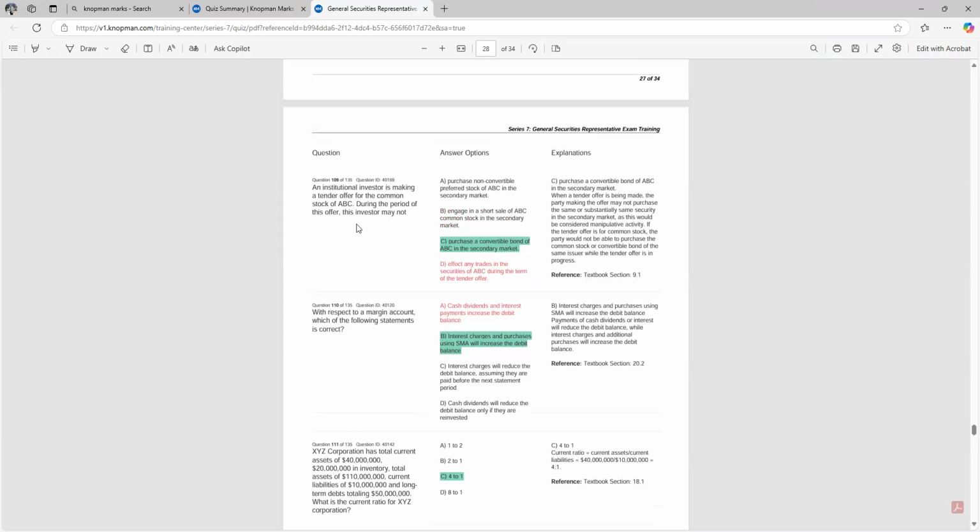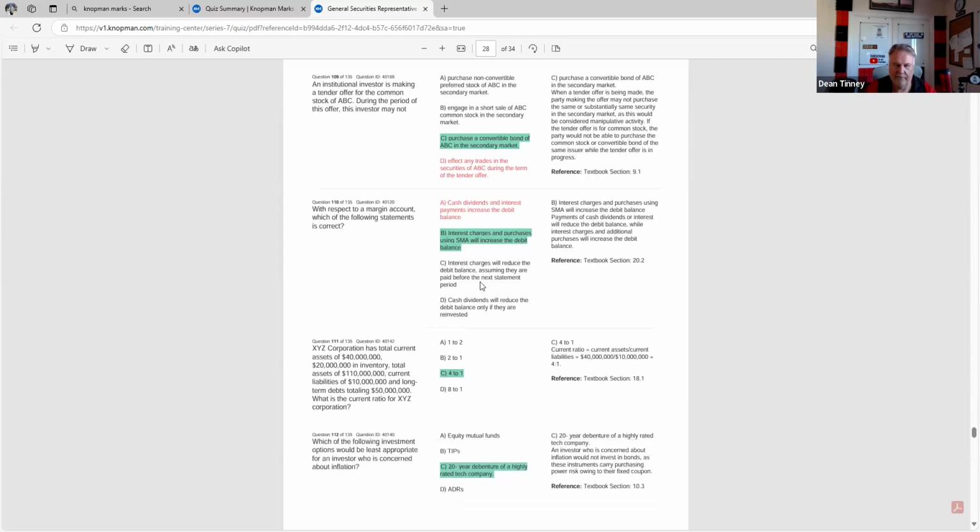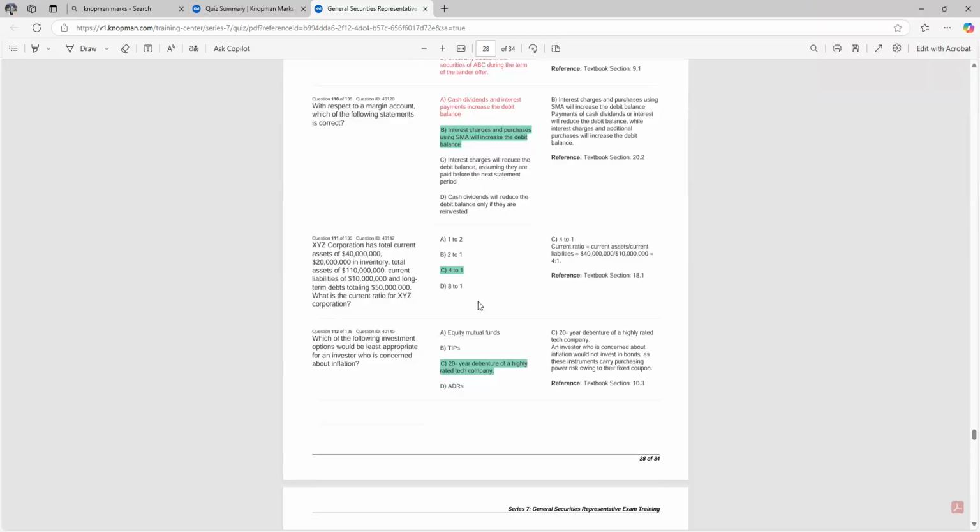Yep. Let's see. And this is making purchase non-preferred stock. Okay, yeah, boy, that's a tough one in terms of reading non-convertible, a short sale in the common stock. And yeah, tough one. Cash dividends and interest payments increase the debit balance.